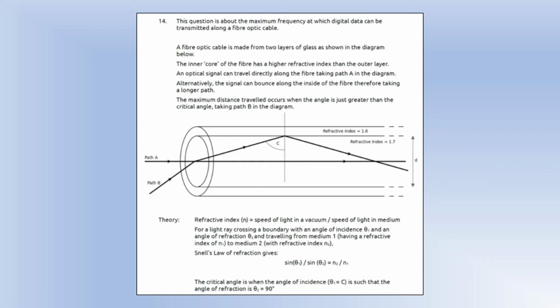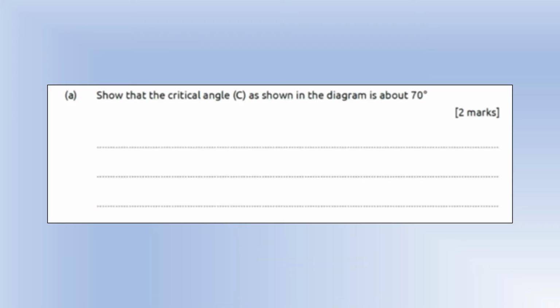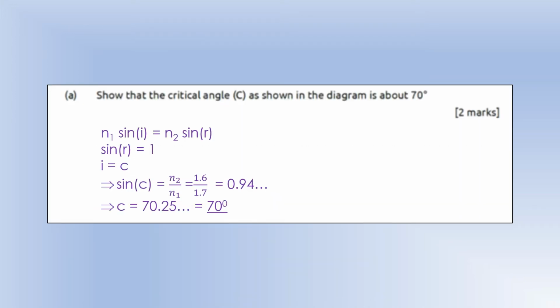So again, we've got a statement of Snell's law, but this time using refractive index instead of speed. And it says the critical angle is when the angle of refraction is 90 degrees and the critical angle is the angle of incidence. So show the critical angle is 70 degrees. I'm going to start with this form of Snell's law, n1 sine i equals n2 sine r. Sine r is equal to 1 because r equals 90, and then the angle of incidence is the critical angle. We take n1 to the other side, we plug the values in, and then we can calculate our critical angle, I should say, is 70 degrees.